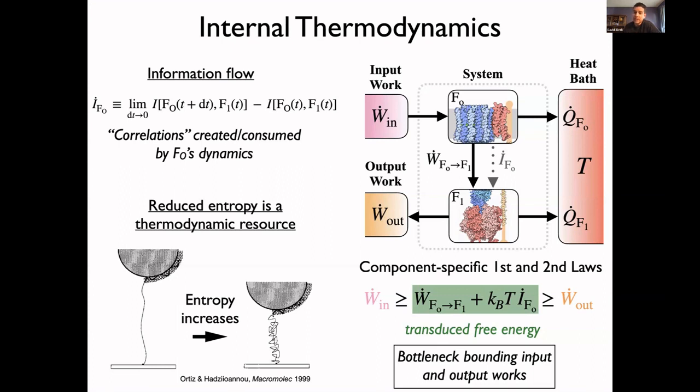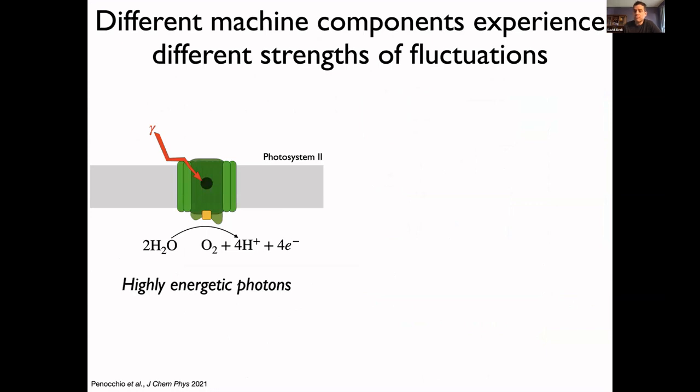What I am going to talk about is elaborating this picture one step further, motivated by the observation that not only do different components of machines generally interface or couple to different aspects of their environments, they often experience fairly different strengths of fluctuations or different spectra of fluctuations. So take the example of photosystem 2, right? It receives these highly energetic photons from the sun that are way off scale compared to the thermal fluctuations that the machine as a whole experiences from jostling from its surroundings, right? So that moiety in this machine that actually absorbs the photons is subject to a very different spectrum of energetic fluctuations than the rest of the machine.